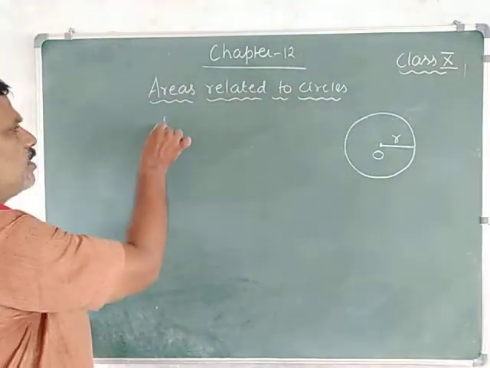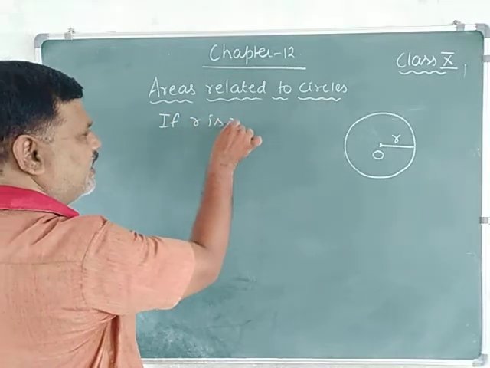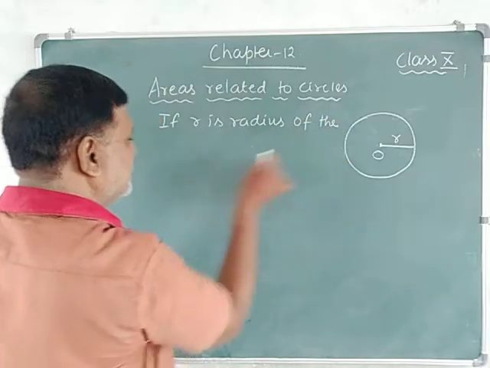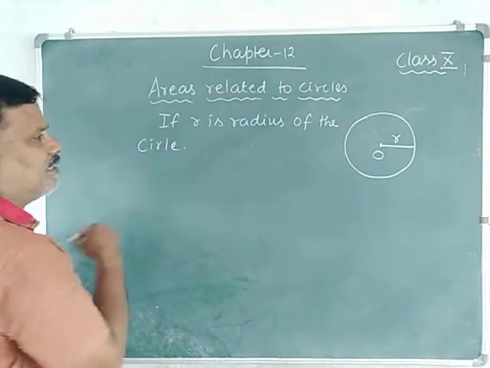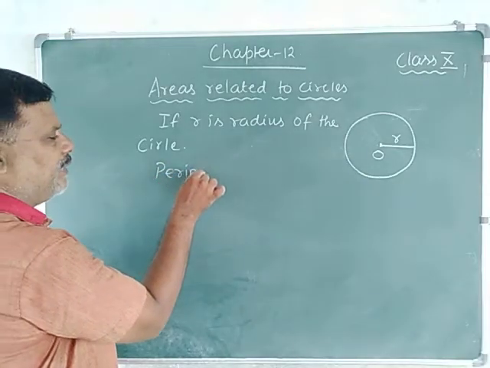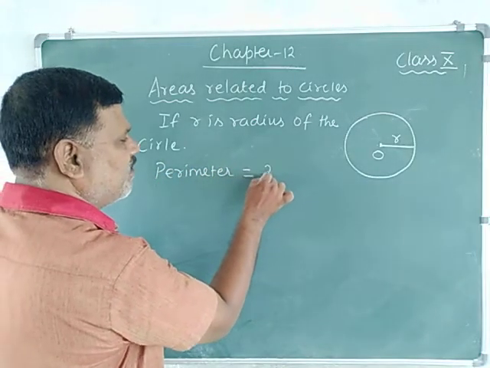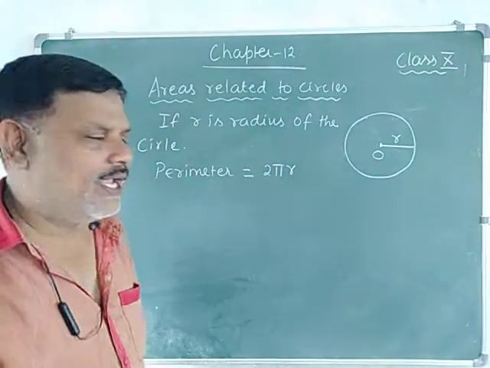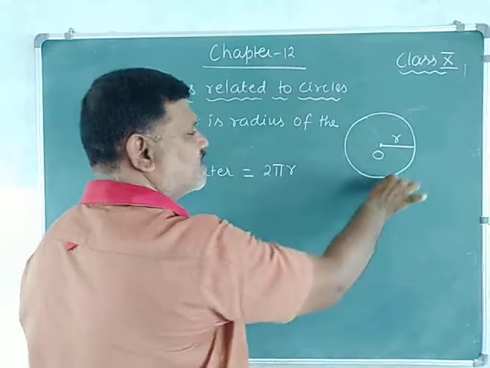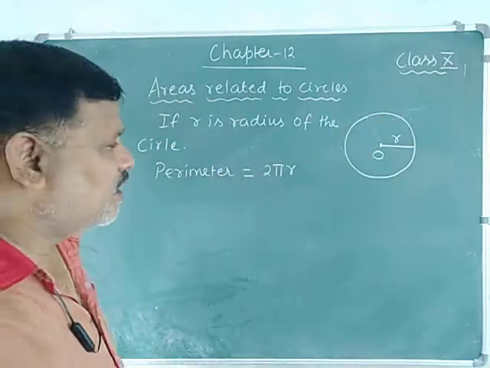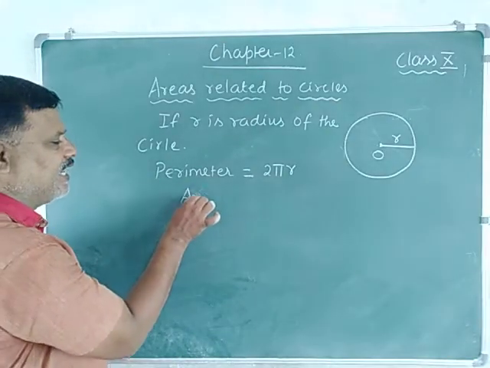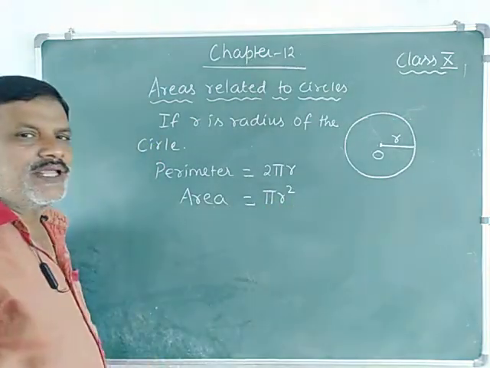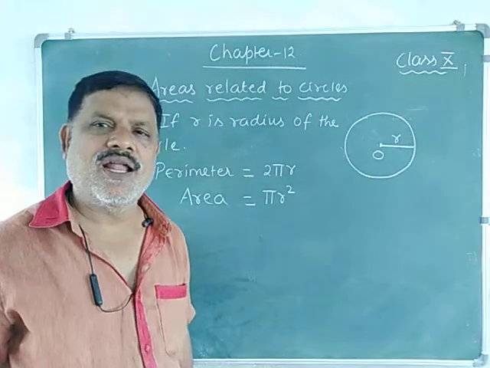So, if r is the radius of the circle, then what is the perimeter? The perimeter of the circle is given by the formula 2 pi r. Perimeter means the length of the circle. The length of the circle is called the perimeter. Next, the area of the circle is given by pi r square. This formula we already know.